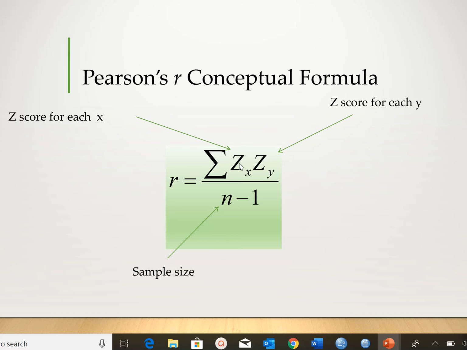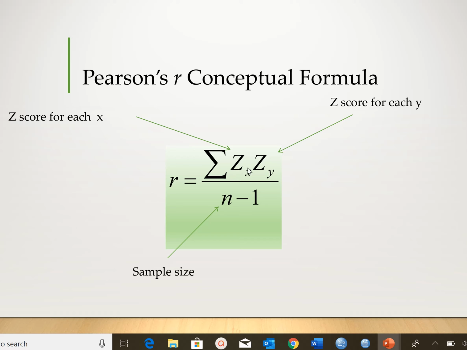If we multiply those together and both variables are going in the same direction relative to their mean, so either both are positive away from their mean or both are negative away from their mean, the resultant product will be positive, because a positive times a positive is a positive, and a negative times a negative is a positive. On average, if we summed it up and divided it by n minus 1, that would lead to an overall positive correlation.